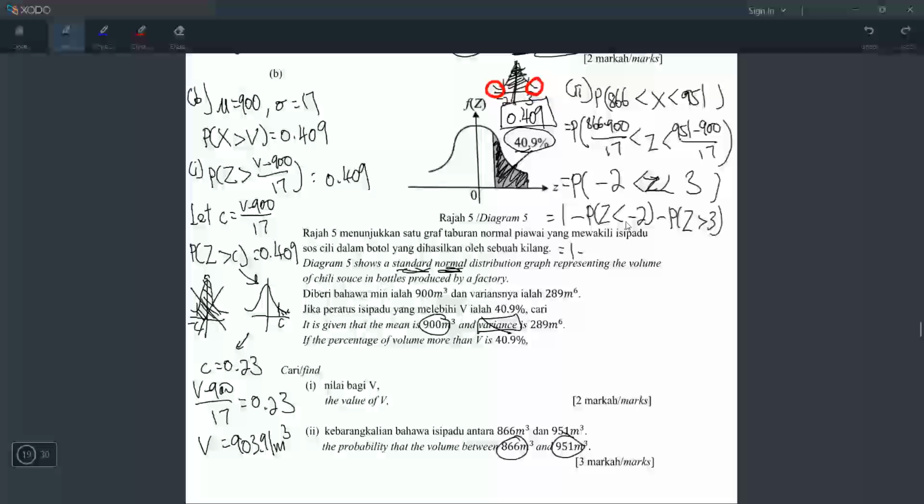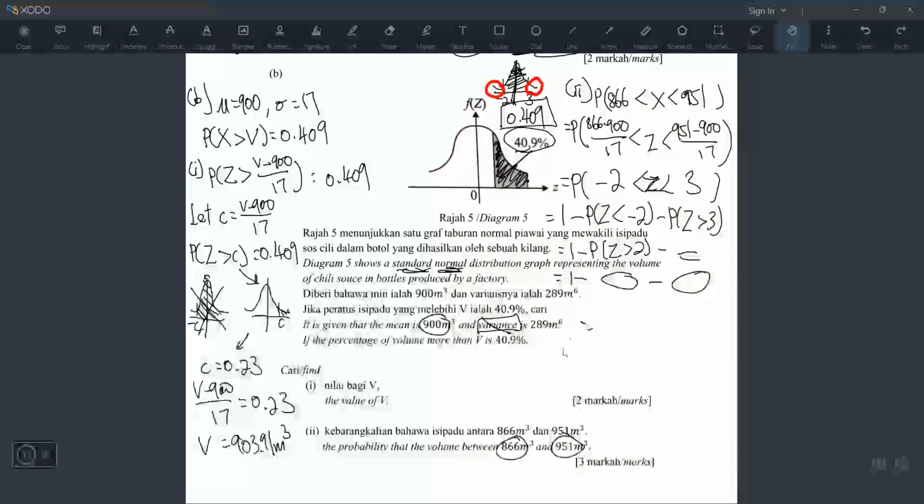And then here will be 1 minus smaller negative. Smaller negative can change to bigger positive. Remember this, I teach in class. And then P(Z > 3) later I can tengok jadual. So now it will be 1 minus something, and then answer. So now I have to tengok jadual to get the P(Z > 3) and P(Z > 2) value.